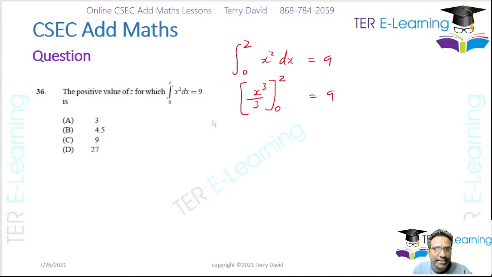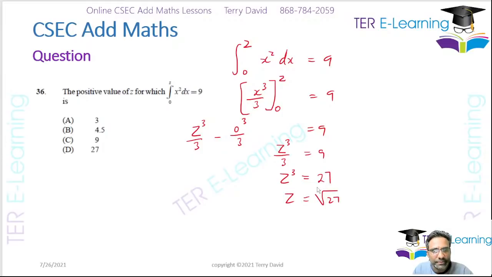So we're going to substitute the z and the 0. So this is going to be z cubed over 3, minus 0 cubed over 3, is equal to 9. So this is just going to be z cubed over 3 is equal to 9. z cubed is equal to 9 3s of 27. And therefore z is equal to the cube root of 27. So therefore z is equal to 3. So my answer is A for question 36.